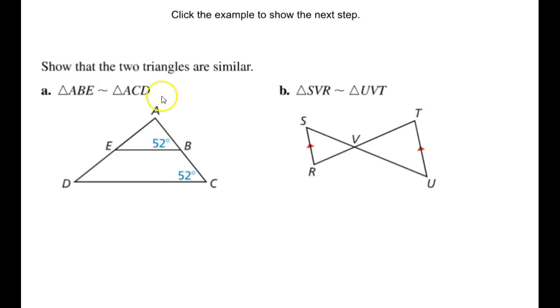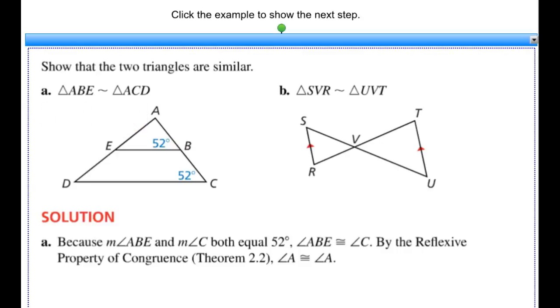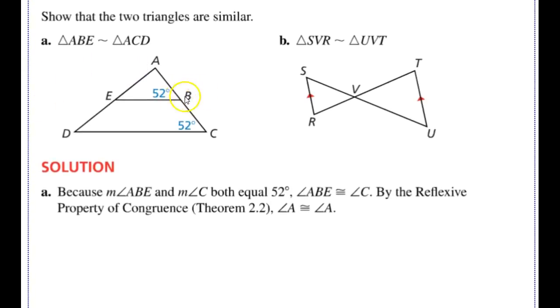So now let's look at another couple of examples. Show that the two triangles are similar. I'm told that they're similar, so now I have to actually show that. Let's look at A. I know the angles: I'm given angle B and I'm given angle C, and I know that they're equal, so I can say that. And then I know that angle A is the same thing in both triangles, right? Because it's the same angle.